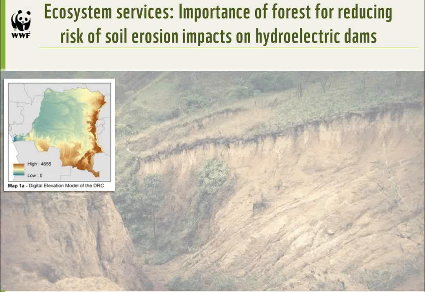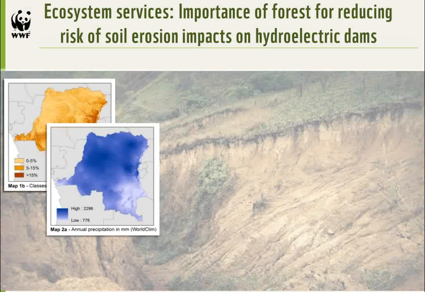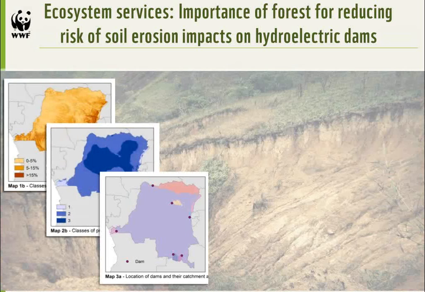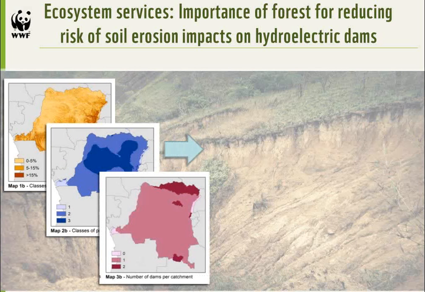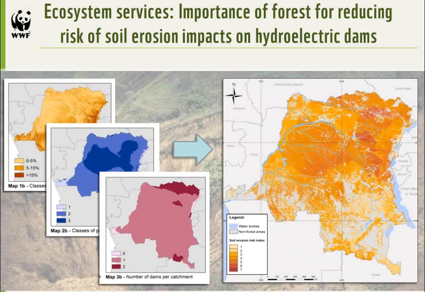So the next map, and you can click through all of them, Breen, thanks, shows the results of a simple analysis that was done looking at the importance of forest for reducing potential soil erosion impacts on hydroelectric dams. Of course, there are more sophisticated tools for soil erosion analysis out there, but we found that using simple analysis tools such as this one, which is essentially an overlay, is sometimes more effective and easily understandable for decision makers in country and really allows them to comprehensively partake in the analysis.